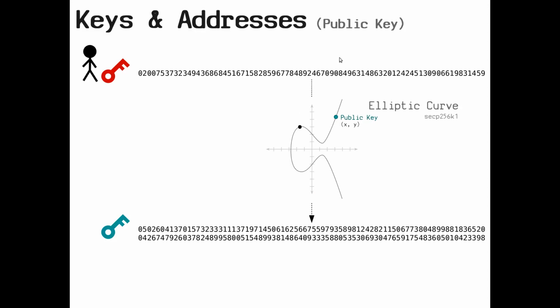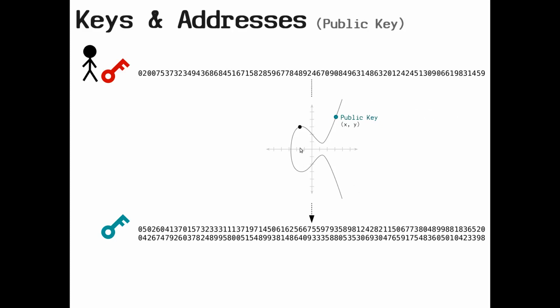So we've started with a random number, we've done some elliptic curve mathematics, and we've got a point on the curve, and that is our public key. So this is the mathematical connection. Through this elliptic curve, we have a mathematical connection from our private key to our public key.